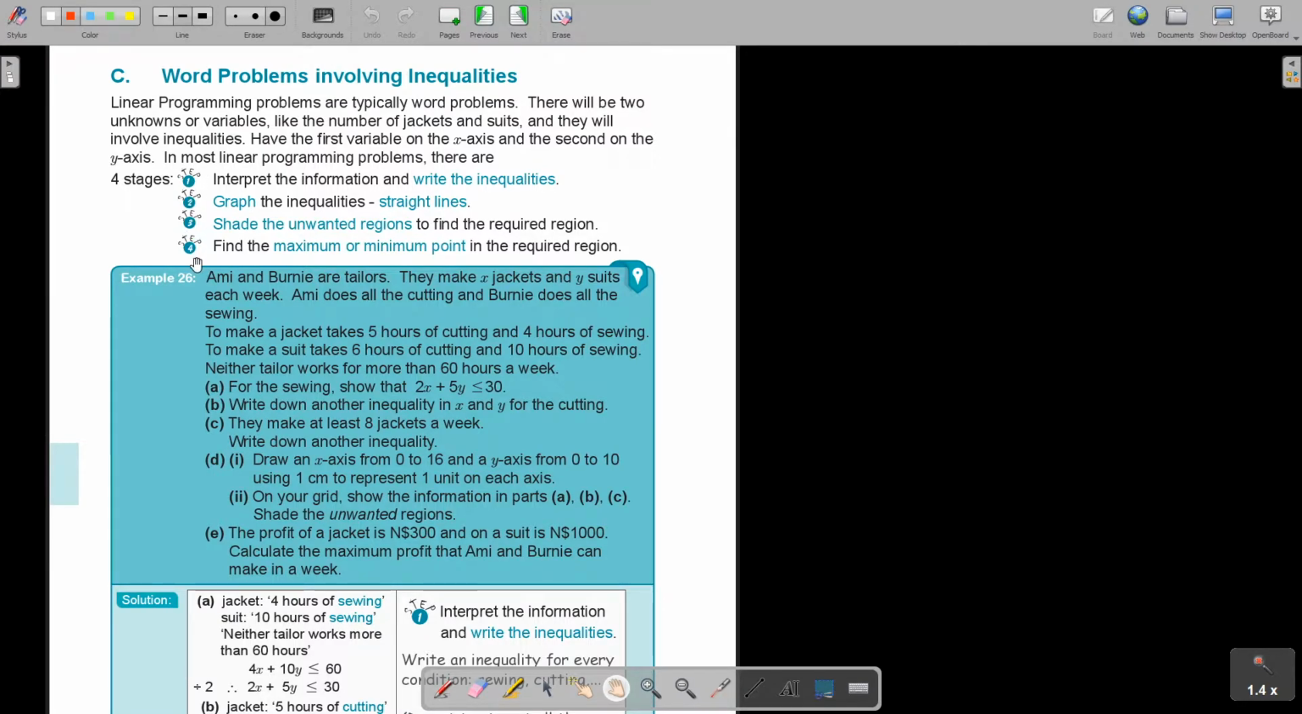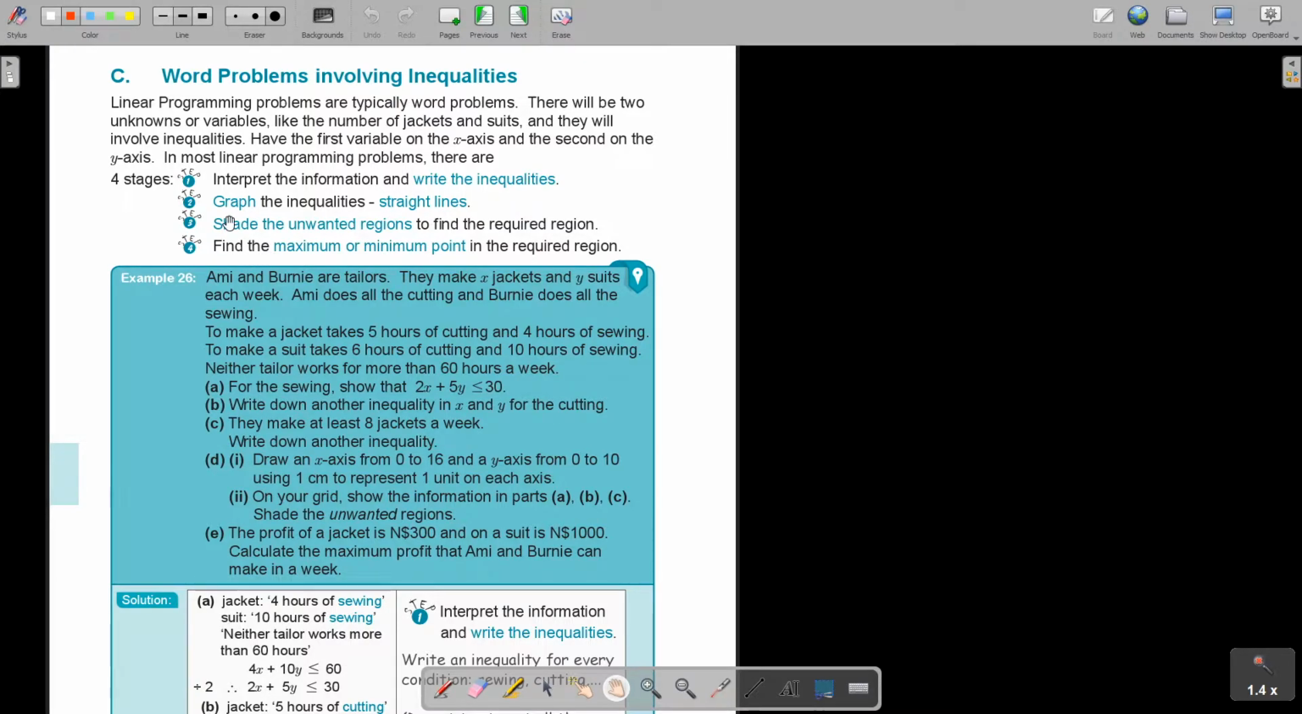But there are 4 steps. The first step is to take the word problem and find your inequality. This I'm going to practice with you now. The second step is to draw your straight lines. That you can do. We did it in the previous one. So cuts the x-axis, make y 0, cuts the y-axis, make x 0, and if it's going through the origin, use a table. Then shade the unwanted region. That we also did in the previous video.